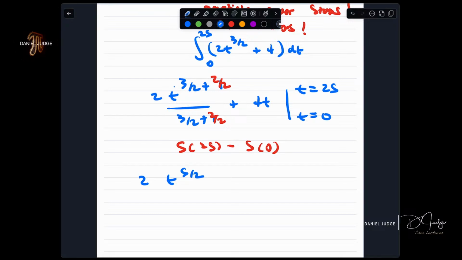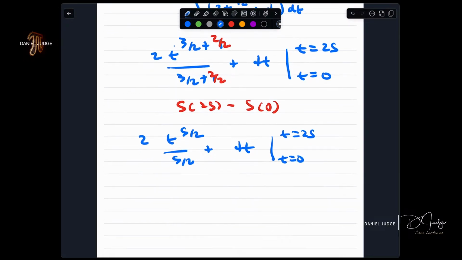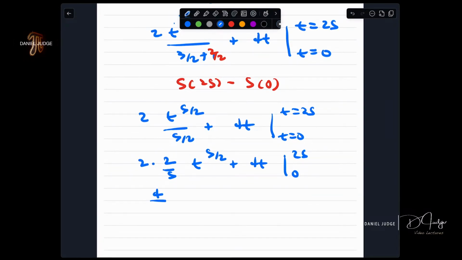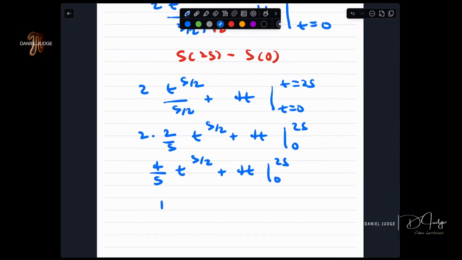T to the 5/2 over 5/2 plus 4t. T is 0, t is 25. T to the 2/5, t to the 5/2 plus 4t. We can just put 0 and 25. 4/5, t to the 5/2 plus 4t. 0 and 25. So now just plug in your values and do your arithmetic.